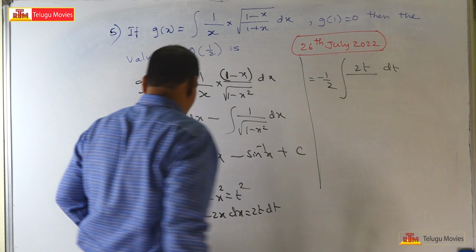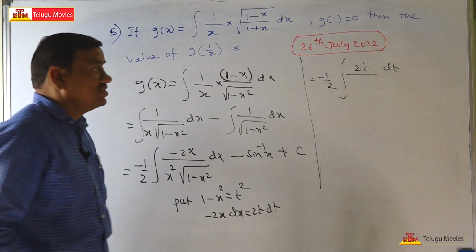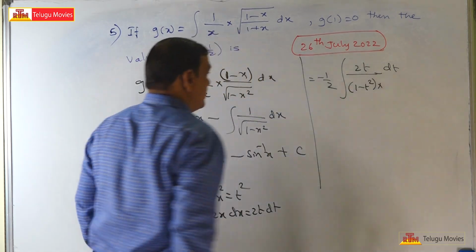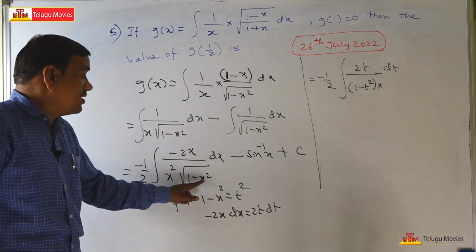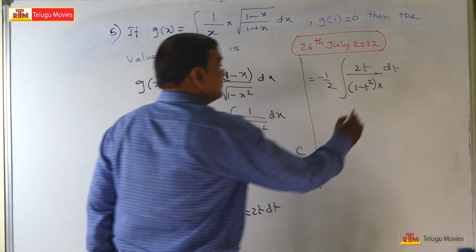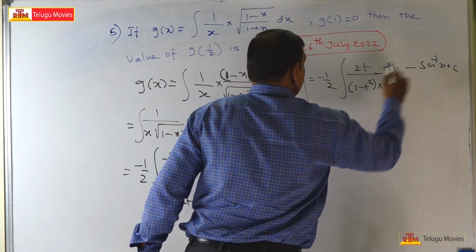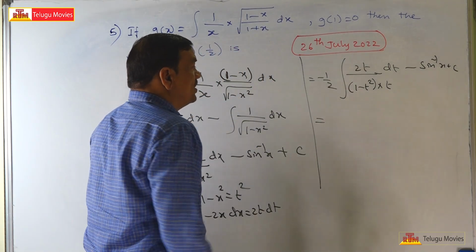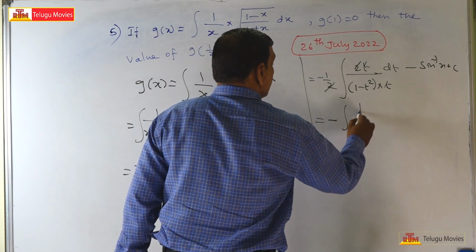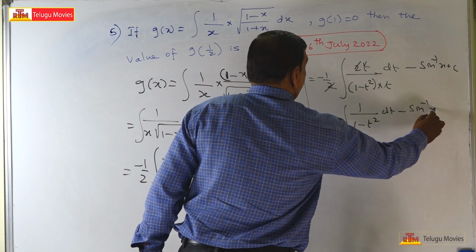dt upon, what is our x square value? X square value is 1 minus t square, of course 1 minus t square, root of 1 minus x square. 1 minus x square value is t square, root of t square means t, minus sine inverse of x plus c. So here 2 will get cancelled, t is also cancelled, minus integral of 1 minus t square dt, sine inverse of x plus c.